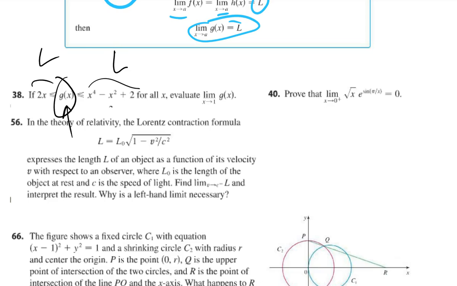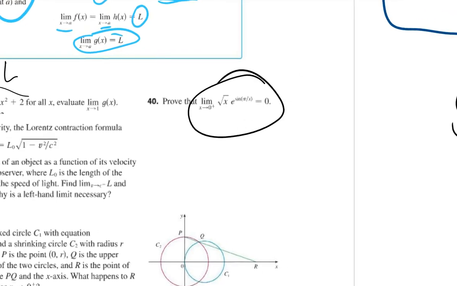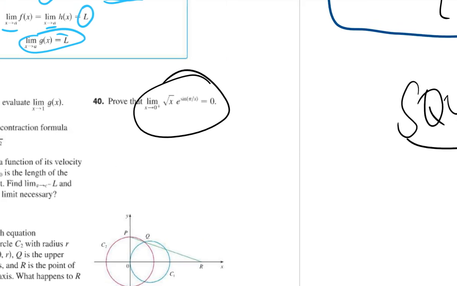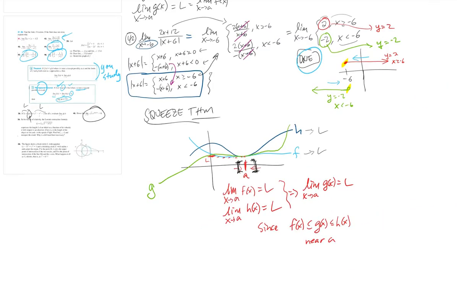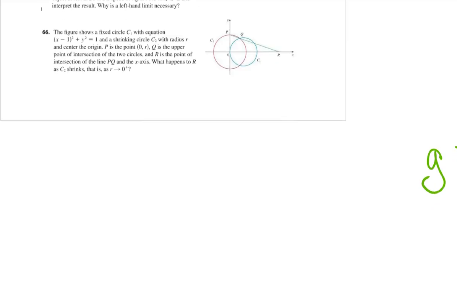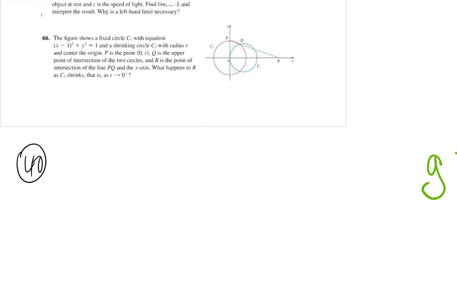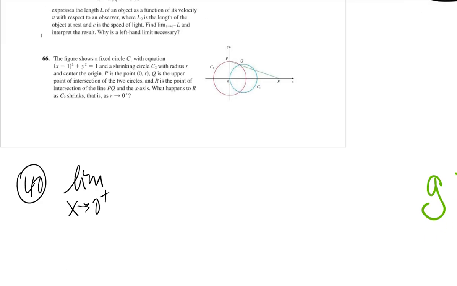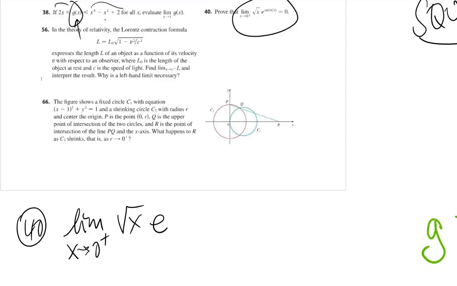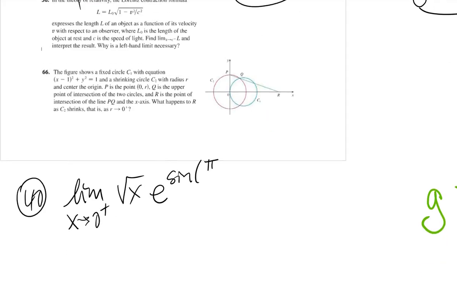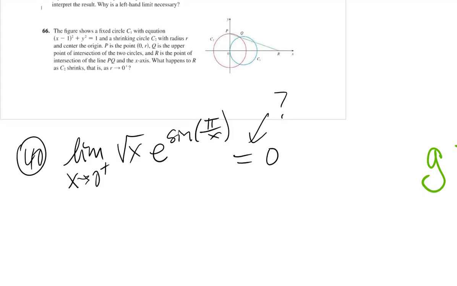But the meat of this problem is more like in this here. So I want to do number 40. That's sine of pi over x, square root of x. So let's do it down here. It says limit as x goes to 0 from the right, this is 40. You'll see one of these on a test. Of the square root of x e to the sine of pi over x. Show this is 0. So it doesn't say is it 0, it says show it's 0.